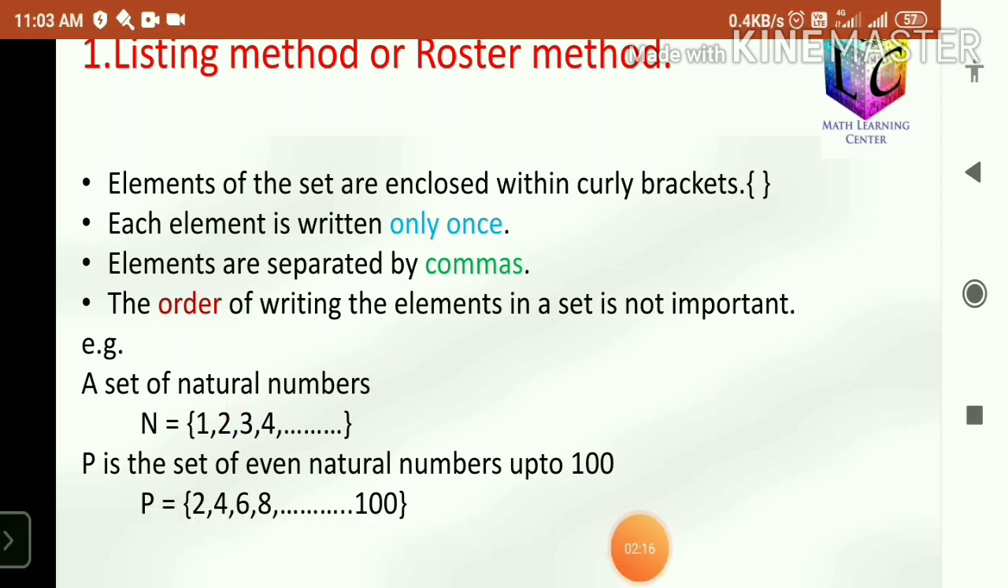Take a second example. P is the set of even natural numbers up to 100. So here we write even natural numbers starting with 2, after that 4, 6, 8, dot dot dot up to 100. It is very time consuming to write all the even natural numbers here. That's why we use dot dot dot and the last natural number, that is 100.